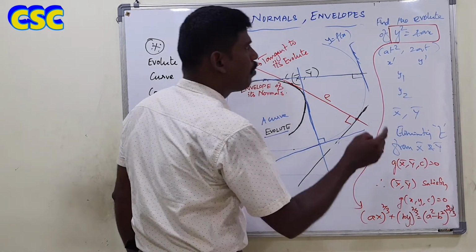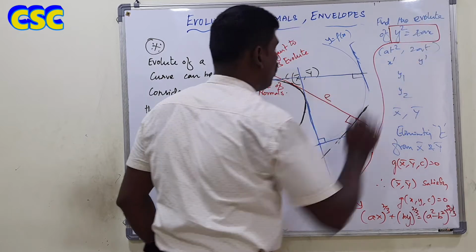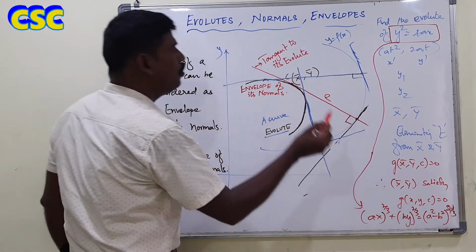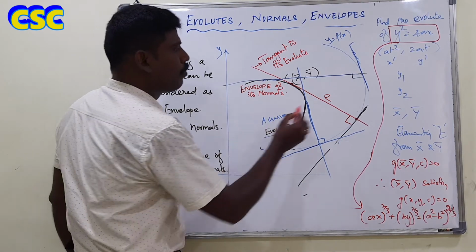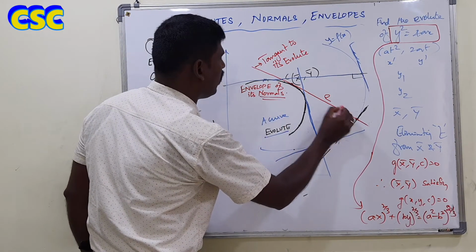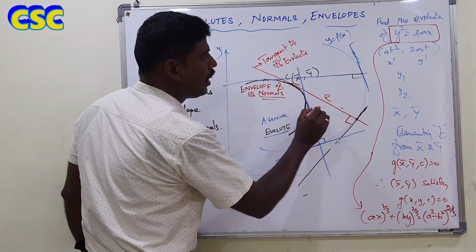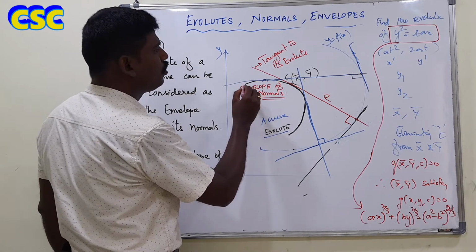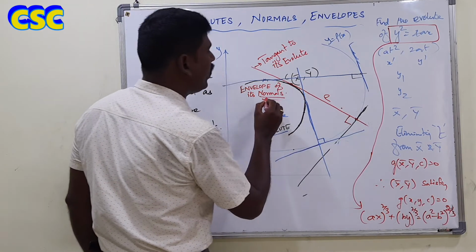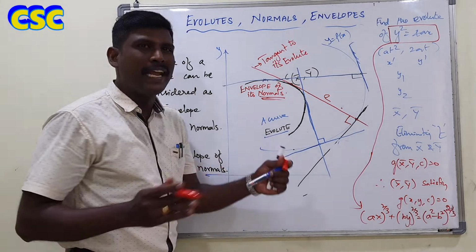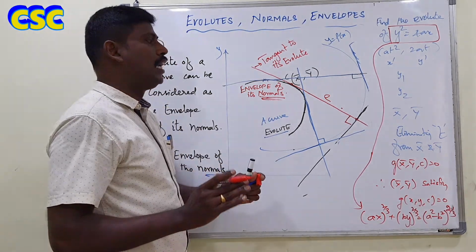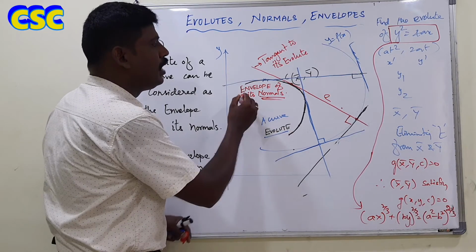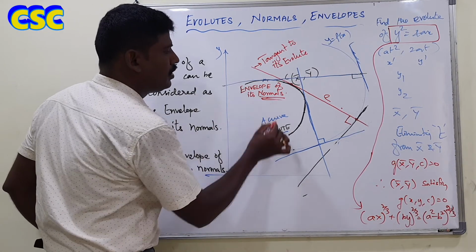Now I am going to find the same evolute, but not through this method, through the envelope of its normals. I am going to find the normal to the given curve first. Through the family of normals, I find the equations of normals, which can be taken as a family of curves. So through the family of normals, I can find the envelope of the curve. That envelope is nothing but the evolute.